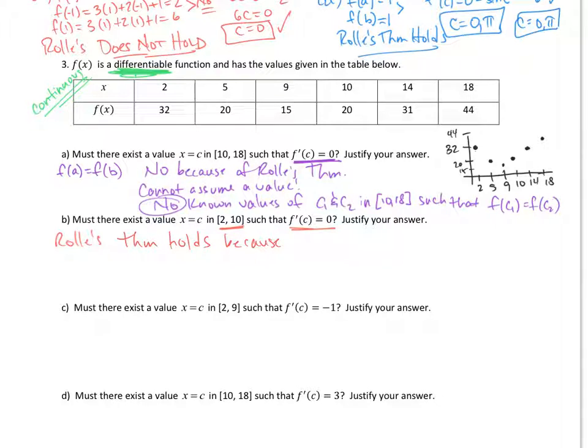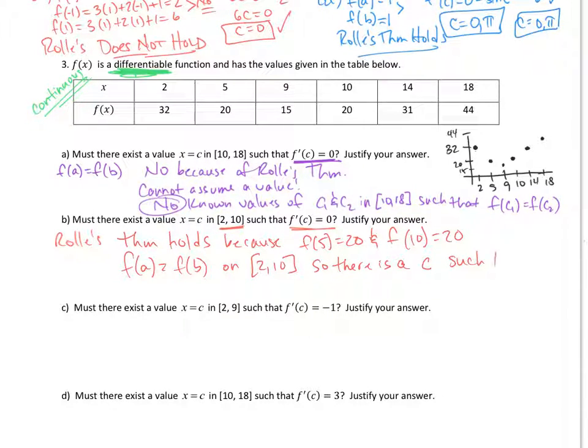And let's find what those two values are. It happens to be at f of 5 equals 20, and f of 10 equals 20. So f of a, we have a spot where f of a equals f of b on my interval from 2 to 10. So there is a c such that f prime of c equals 0.